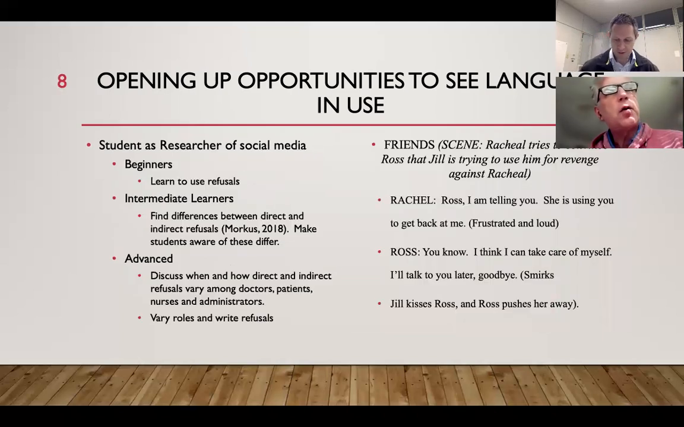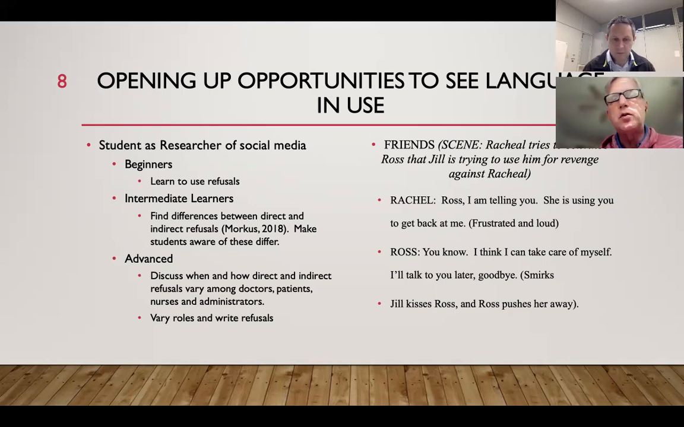This is slide 8. What we found with using this and what we've learned about it is that beginners are just learning to use refusals. And this is important. This means that they can just stick to very short sentences in very clearly defined situations. The easiest ones to use are direct refusals because they don't require a lot of implicature. Intermediates can find the differences between direct and indirect refusals, identify which one's direct or which one's indirect. This was done by Morcus. And we can make students aware of these differences and why they're important as well.